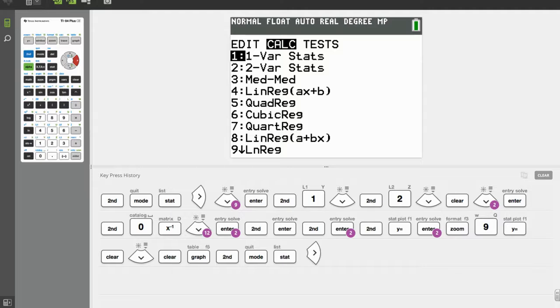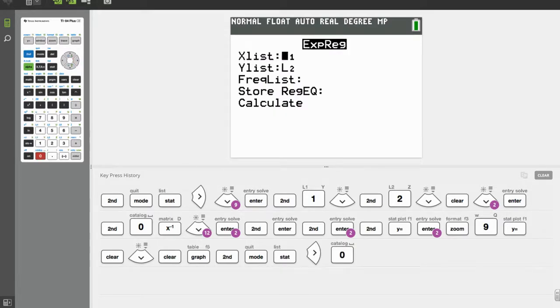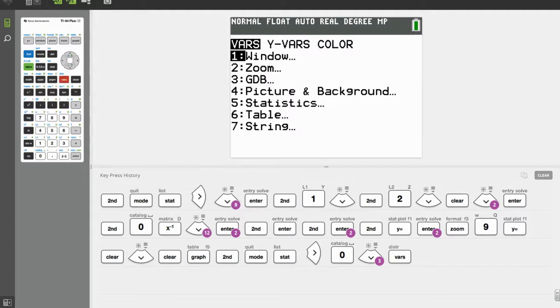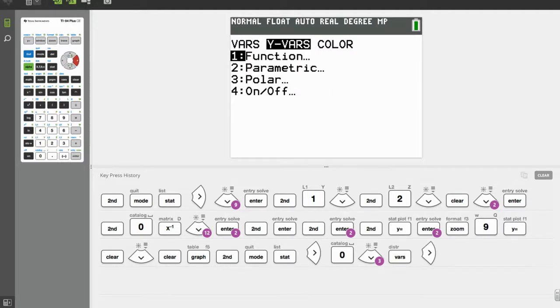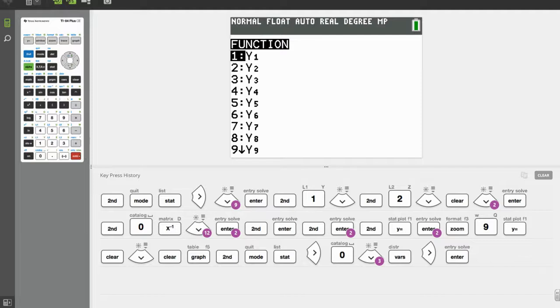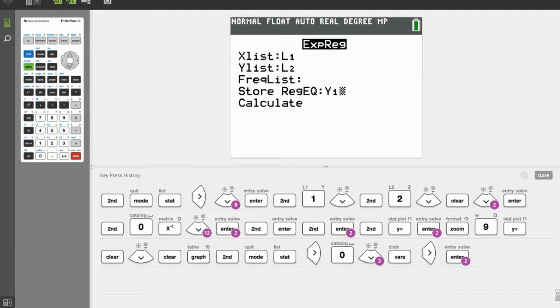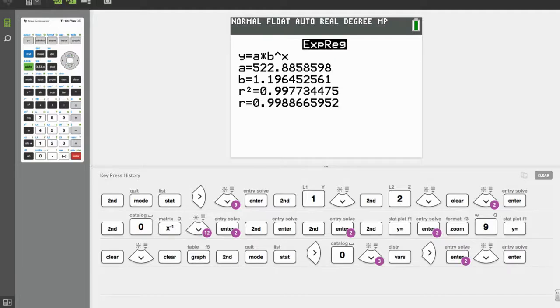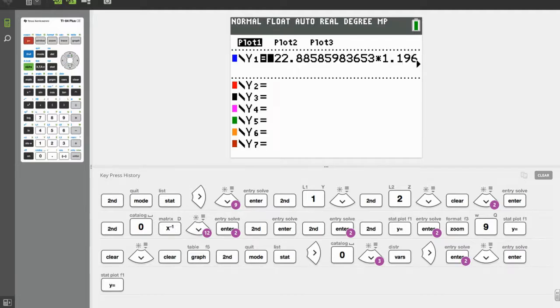And this time, I'm going to store my model. I'm going to hit 0 in Y1 so I can see what the model looks like against our data. So I'm going to tell it to store my regression equation in Y1. I'm going to go to vars, yvars, enter, enter, and now it'll store that equation in my y equals. So if I go to y equals, there it is. I don't want to have to type it.